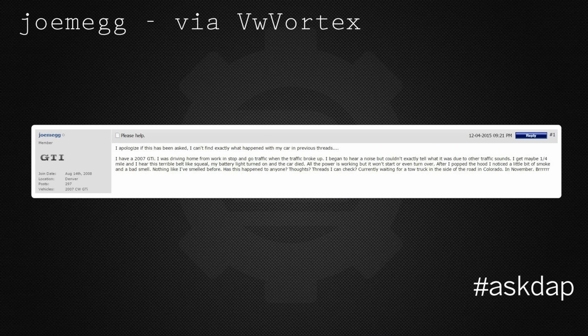A user on VW Vortex says, I apologize if this has been asked, but I can't find exactly what happened with my car in previous threads. I have a 2007 GTI and I was driving home from work in stop and go traffic when the traffic broke up. I began to hear a noise but couldn't exactly tell what it was due to other traffic sounds. I get maybe a quarter of a mile and I hear this terrible belt-like squeal. My battery light turned on and the car died. All the power is working, but it won't start or even turn over. After I popped the hood, I noticed a little bit of smoke and a bad smell, nothing like I smelled before. Has this happened to anyone?